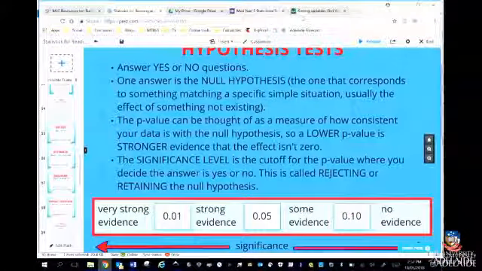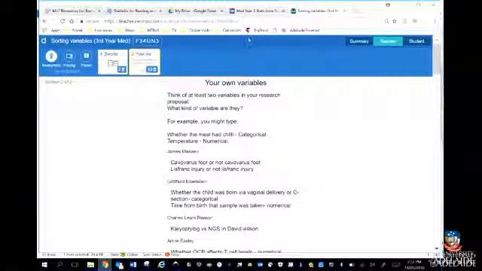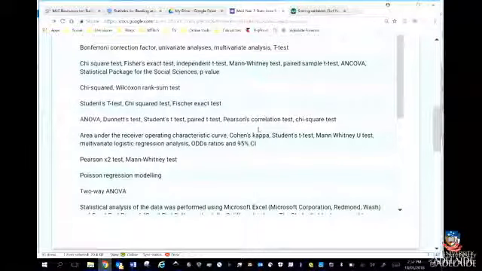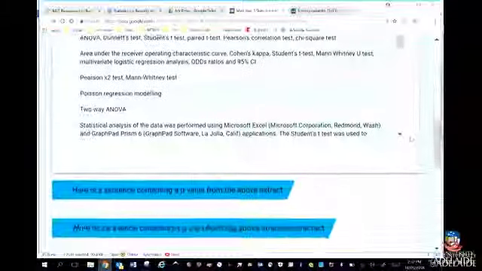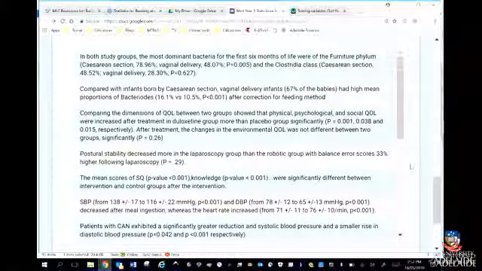So what I wanted to do was to have a look at some of the p-value stuff that you found in your papers. I'm going to read some of them out. "In both study groups, the most dominant bacteria for the first 6 months of life were the Firmicutes phylum: caesarean section 78.96%, vaginal delivery 48.07%, P is 0.005." Okay, so that's great.